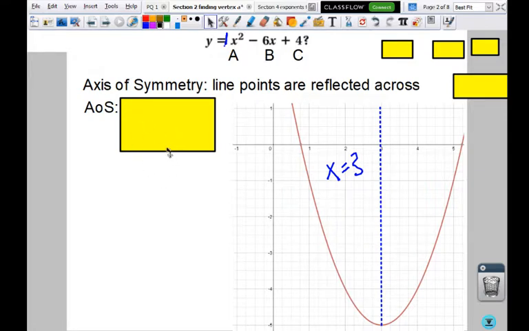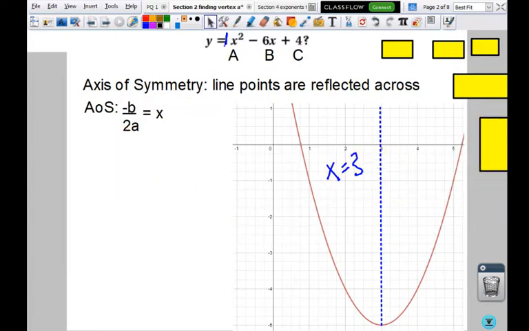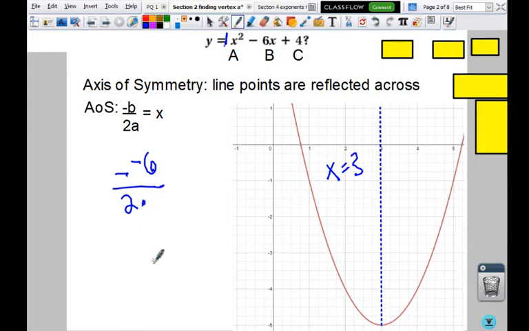My axis of symmetry is at negative b divided by 2 times a. And then we always have to have that x equals part to show our axis of symmetry. So all I need to do is fill in these numbers for a and b, and that'll get me my axis of symmetry. So I'm going to go negative, b is negative 6, over 2 times, and it's always the 2 times at the bottom.